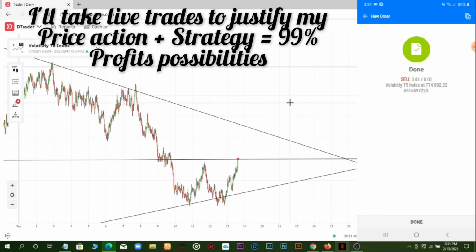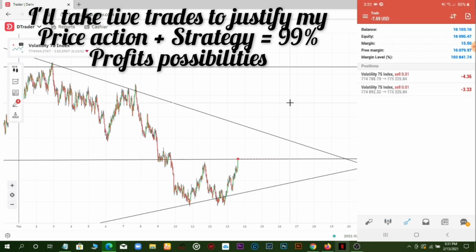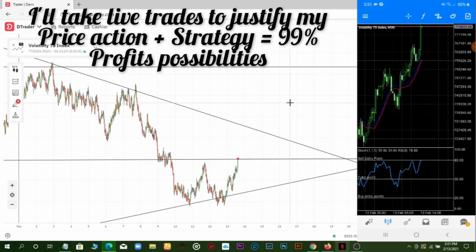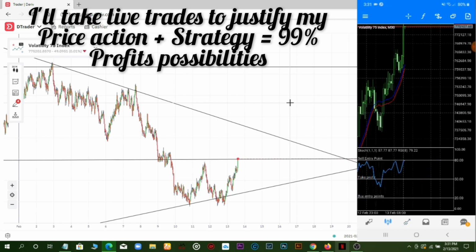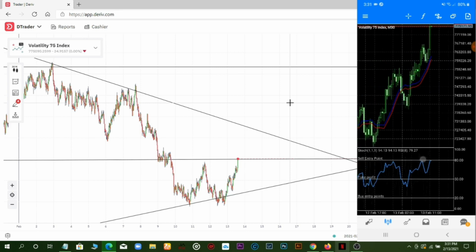So you only enter the market when both are pointing in one direction, if you want to get more odds of a 99.9% profit possibility. So I'm already in the market with a sell, of course, because over there we already know if it breaks it's a buy, and otherwise it's going to reverse down massively to the overall bullish trend line. So I sold, of course.